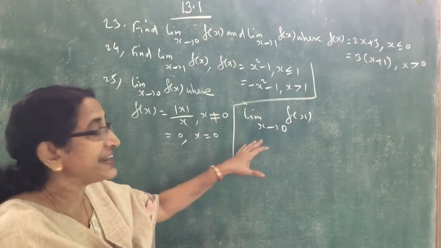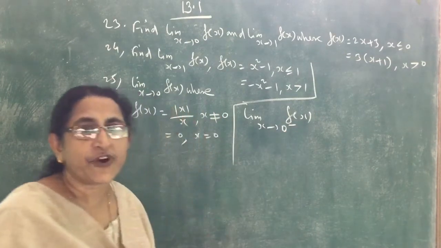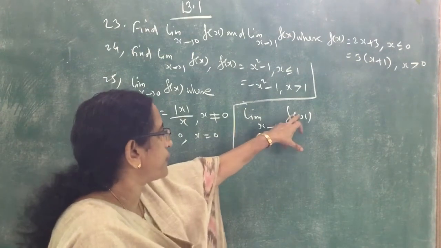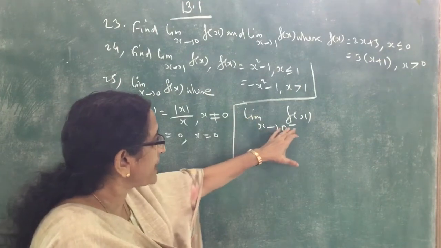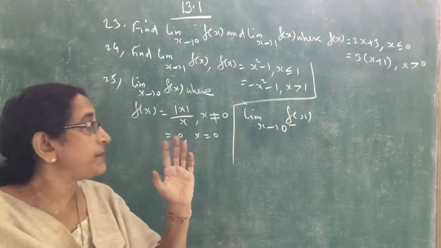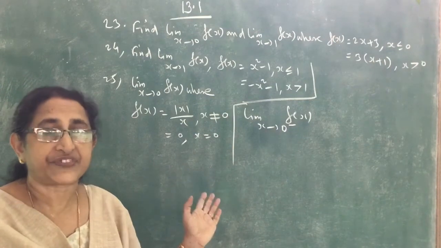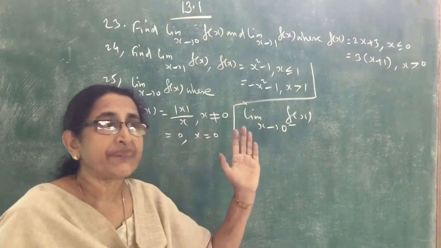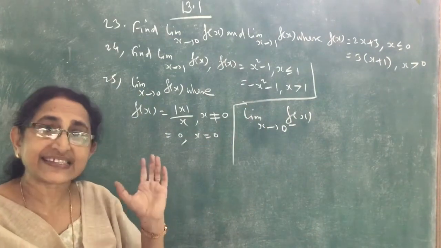So first we will find left limit, that is limit x tends to 0 minus f of x. So left limit means limit x tends to 0 minus f of x. After 0 put minus. So x tends to 0 minus f of x means what is the limit of the function f of x as x tends to 0 from left. That means x tends to 0 from left means x is less than 0 but coming very close to 0.